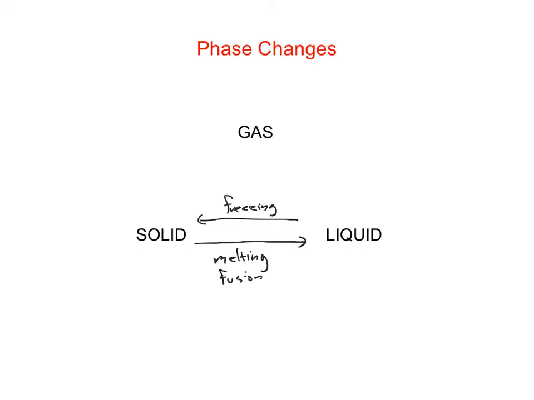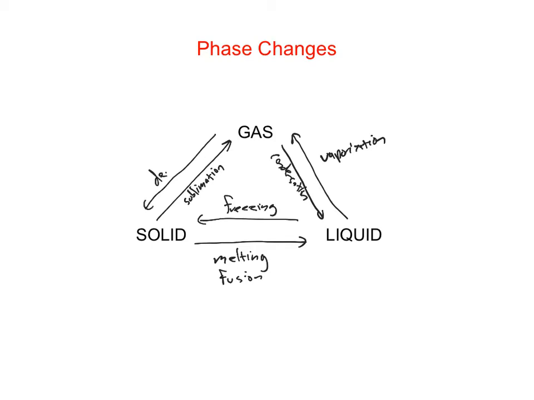When we go from a liquid to a gas, that's evaporation, or you might see the term vaporization. Going the other way from a gas to a liquid, we would call that condensation. And then going from a solid to a gas, sometimes this term is a little bit less familiar, but that is called sublimation. And then going in the other direction, from a gas directly to a solid, is called deposition.